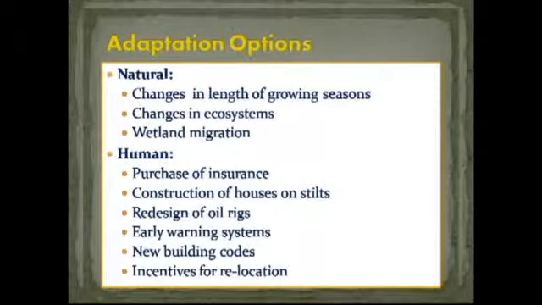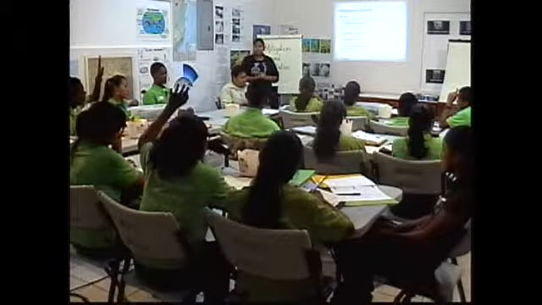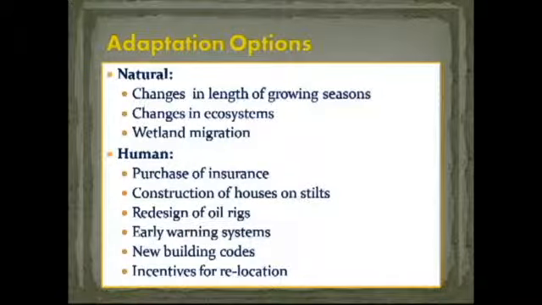Adaptation options. Some of the natural changes that occur with adaptation are the changes in length of growing seasons, so the way that our crops grow, right? How many people have noticed a change in mango this year? Did we have a lot of mangoes this year? And I don't mean if you sat and ate 16 mangoes. I mean a lot of mangoes blossoming. Did we have a lot of, as opposed to last year?